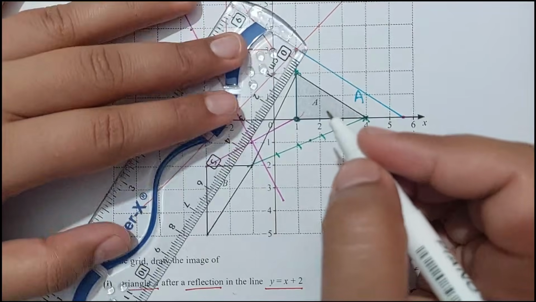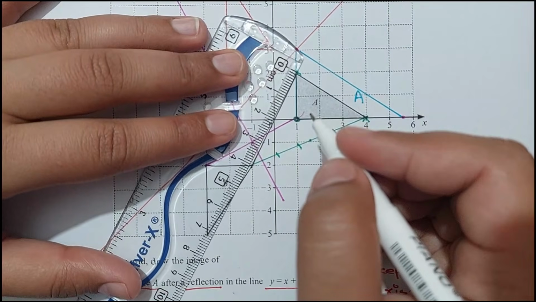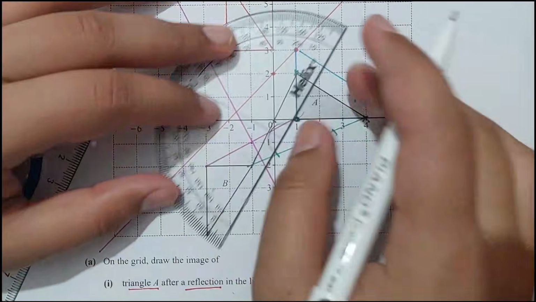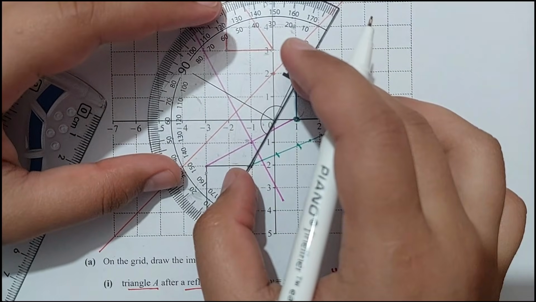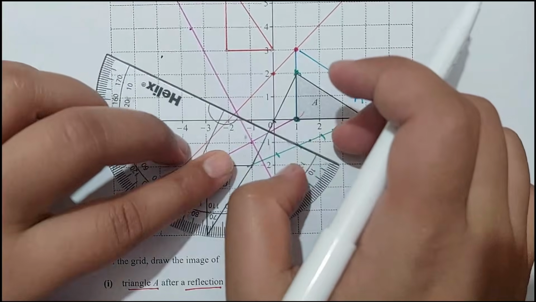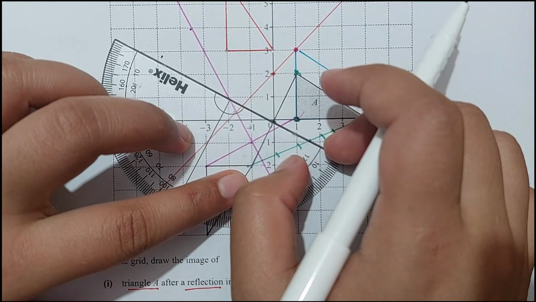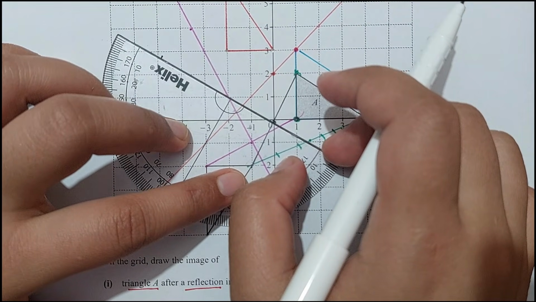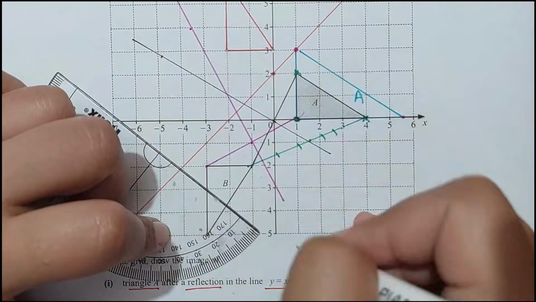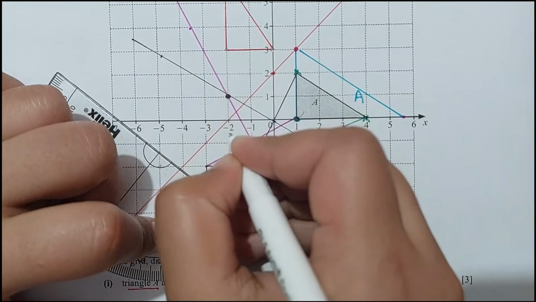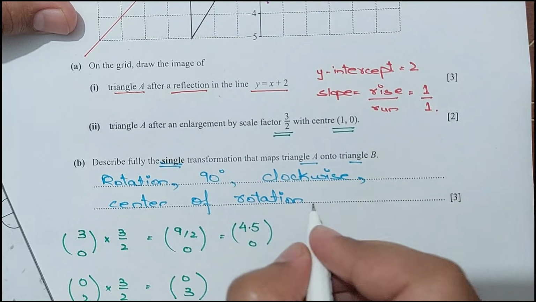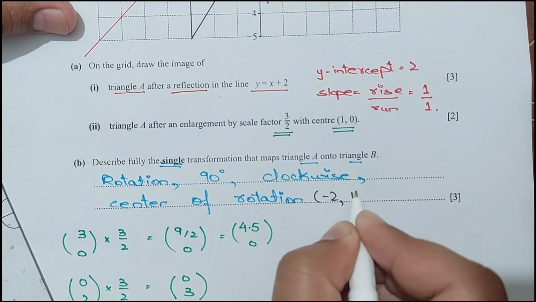Take its midpoint, join the length. The length is again 4. This would be the midpoint, and this would be the 90 over here. Connect them. You can see the two perpendicular lines passing through this point, -2 and 1. So this would be the center of rotation, which is -2 and 1.